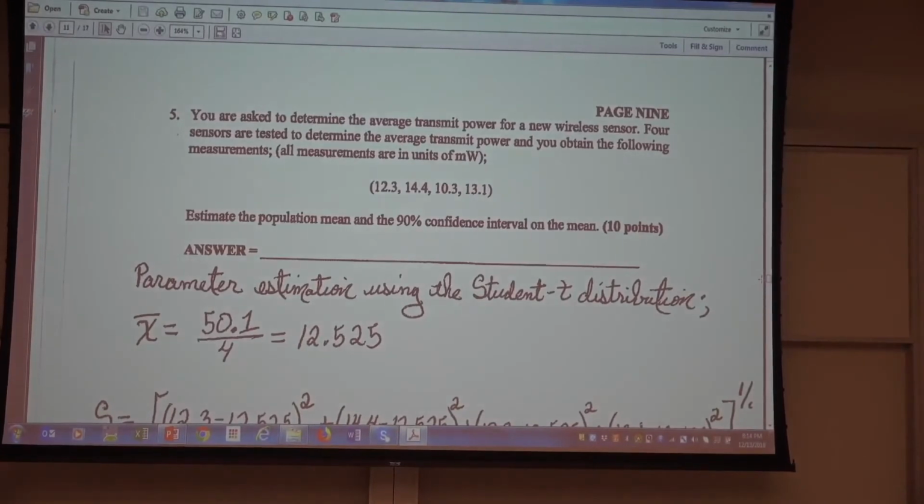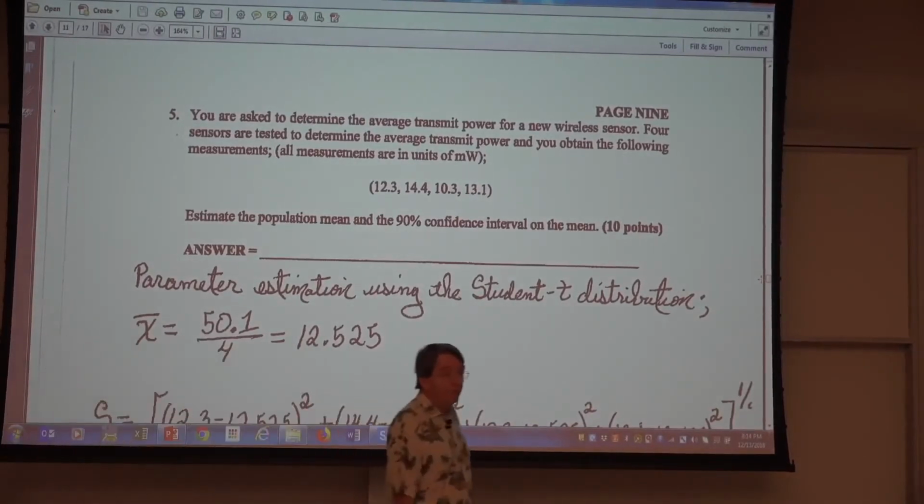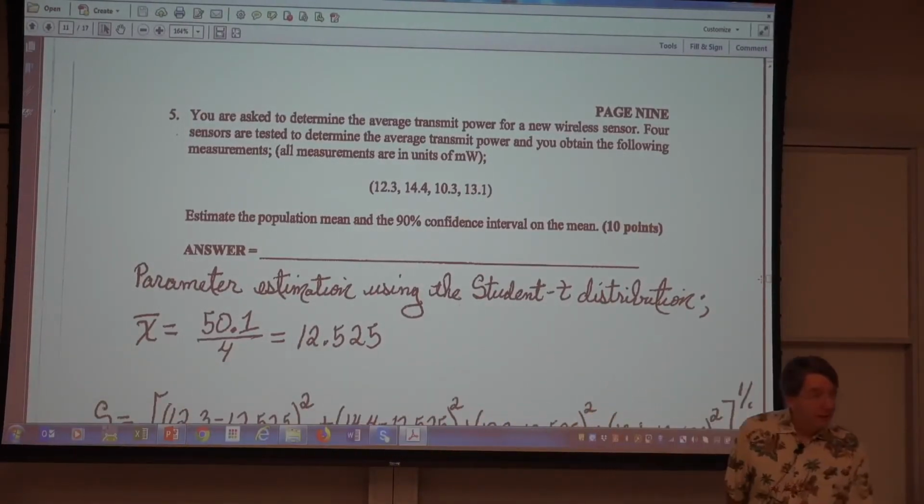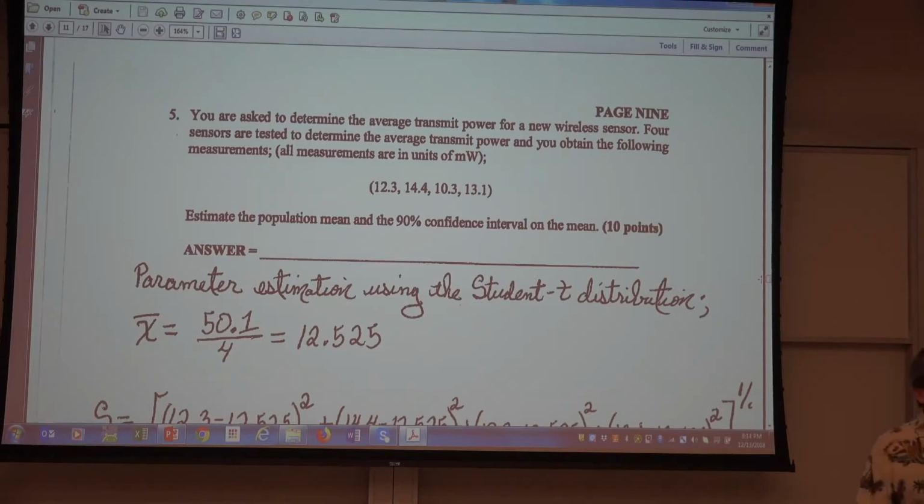All right, we're now up to problem 5. Problem 5 is a chapter 6 problem, the parameter estimation. So we're asked to determine, in this case, something called the average transmit power for a wireless sensor. And 4 sensors are tested. What's important about 4 is that it's less than 30. Okay, so right away, I'm hoping you know that this is a student t distribution. It says estimate the population mean. So I'm hoping you're very comfortable with it.